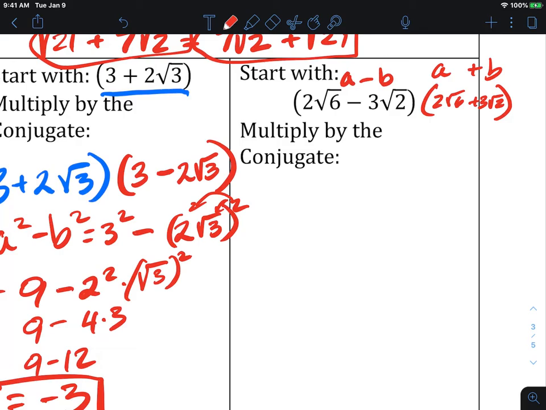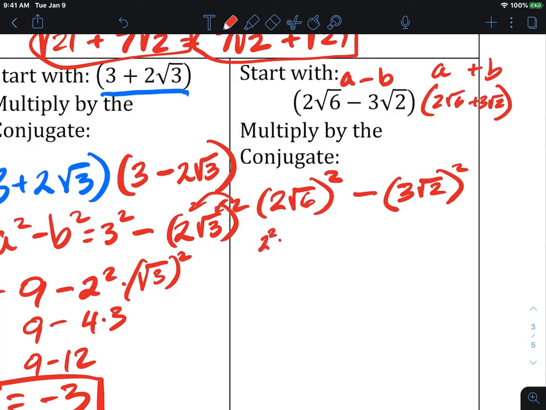Okay, so when I multiply this out, I'm going to take the 2 radical 6, I'm going to square it, I'm going to subtract the 3 radical 2 and square it. All right, so that squared is going to hit the 2, so that's going to be 2 squared. And then the 6 squared is going to be just a 6 minus the 3 squared and the radical 2 squared is just going to be 2.